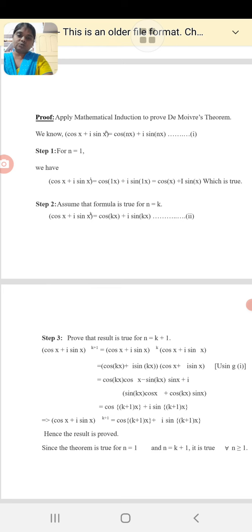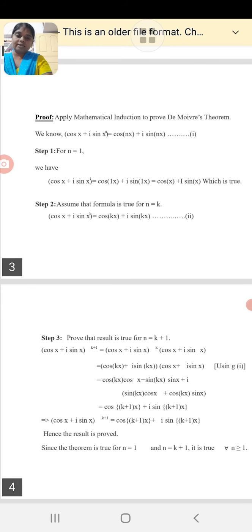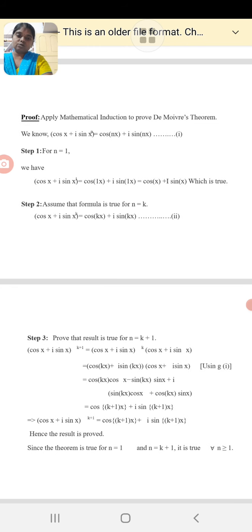Since the theorem is true for n = 1, n = k and n = k + 1, it is true in general. That means the theorem is true for all n greater than or equal to 1.